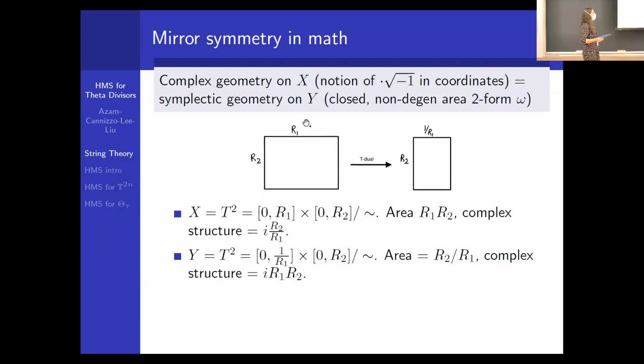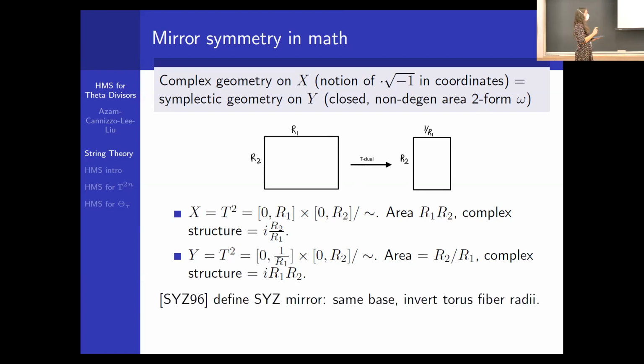What T-duality is mathematically is you have a base, so the base is R2, and you have a torus fiber, which is just a circle. And the length of the torus fiber gets inverted. So here the base is S1 and the fiber is S1. And generally the base is n-dimensional and the fiber is an n-dimensional torus. So why does this make sense as a mirror? Well, now the area is R2 over R1 if we multiply the two sides, and the complex structure is R1 times R2. So the symplectic area and the complex structure have been swapped between the two.